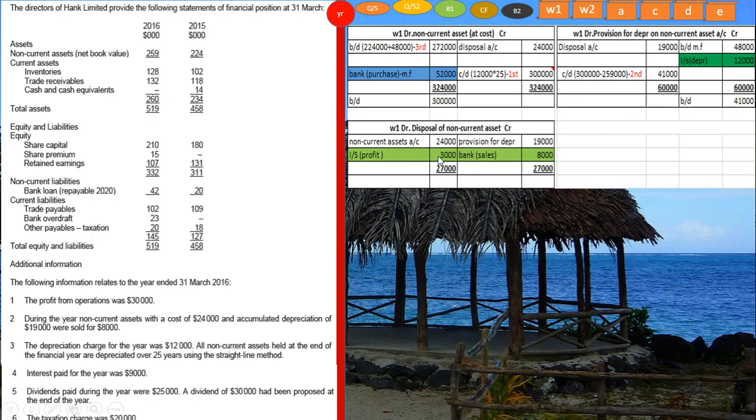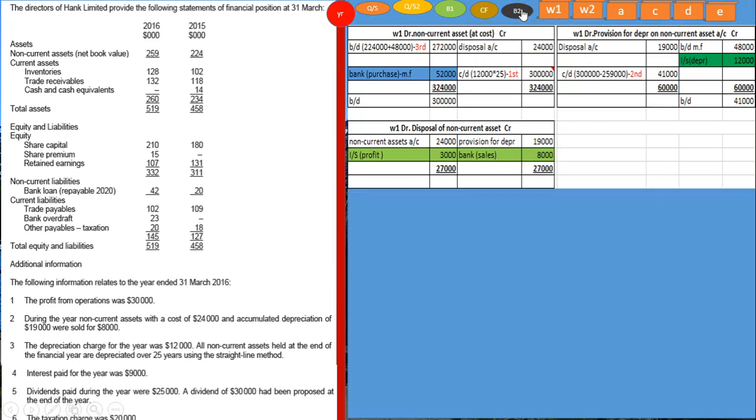If it's your profit, the balancing figure comes on your debit side. If it's your loss, it comes on the credit side. That's how you solve it. So let us see how to solve this part now. I'm just explaining this. I will show you step by step how to do this. So let me bring my whiteboard down here.